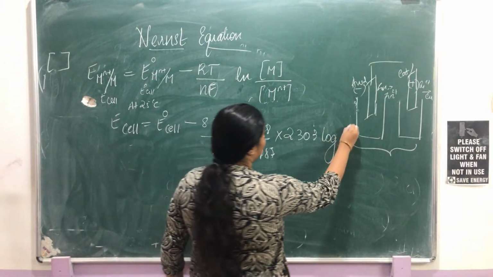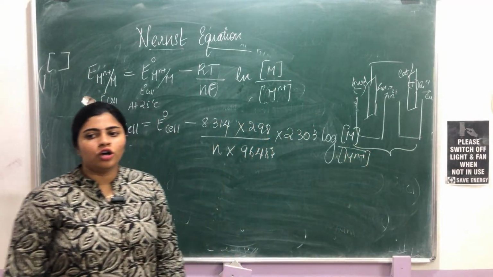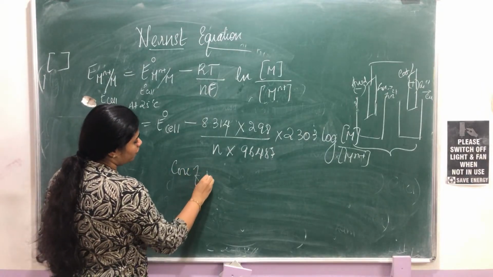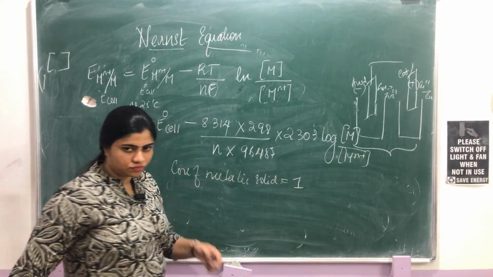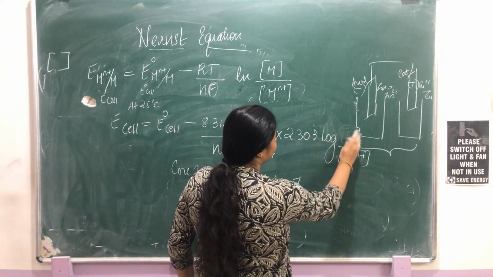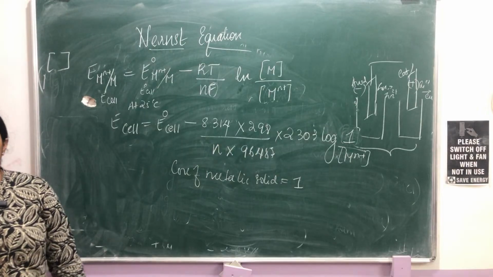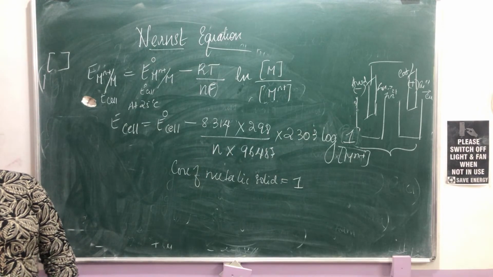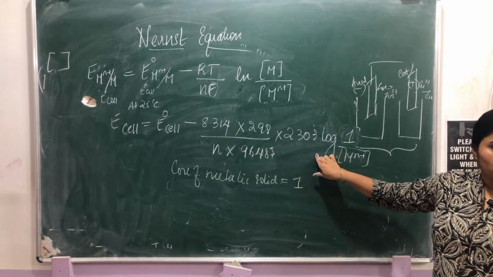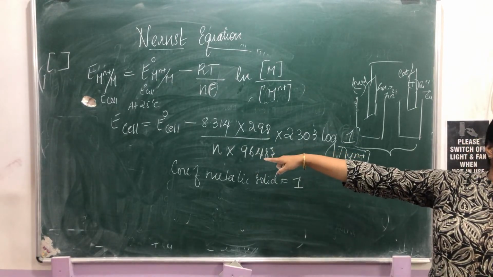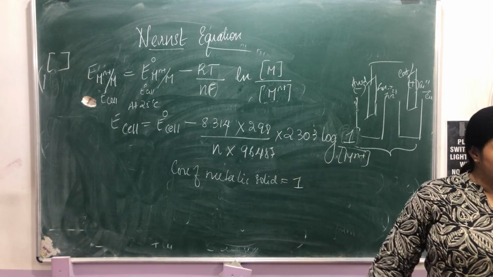Who will remain there? M divided by Mn plus. Now, always remember concentration of metallic solid will be equal to 1. So this whole term will become equal to 1. So you write this above this so that you can write it. Till you get 0.05915 divided by n. Multiply, I'll tell you, multiply 2.303 into 8.314 into 298 whole divided by 96487. What will you get?